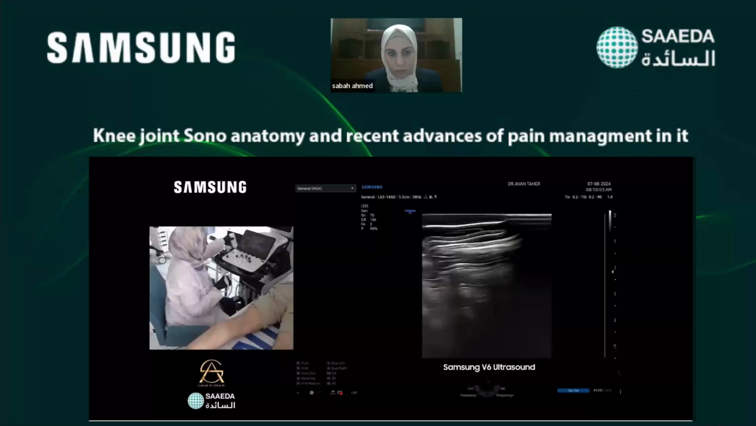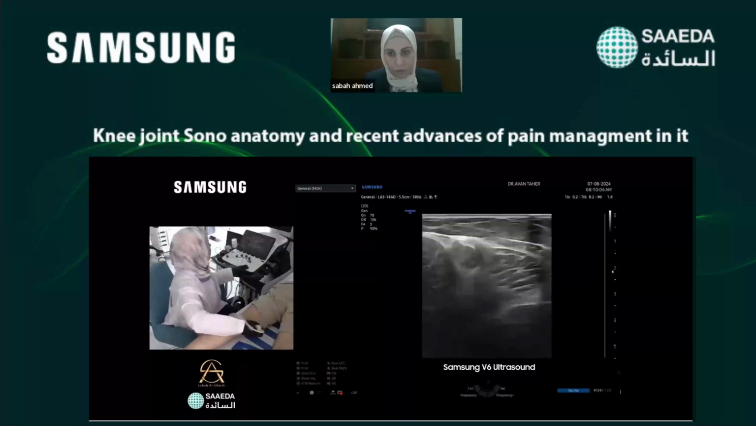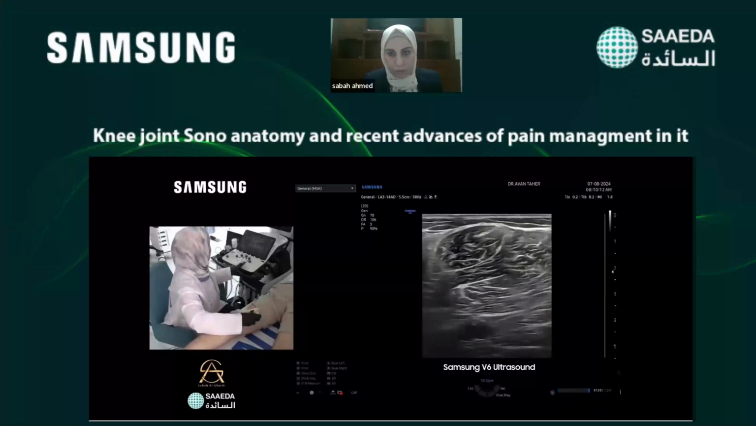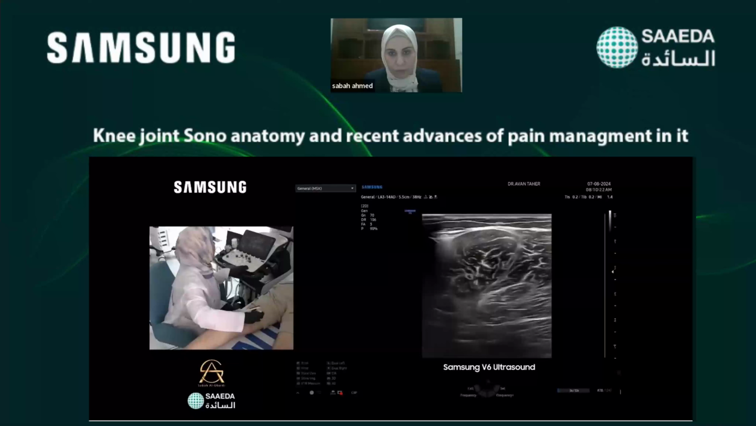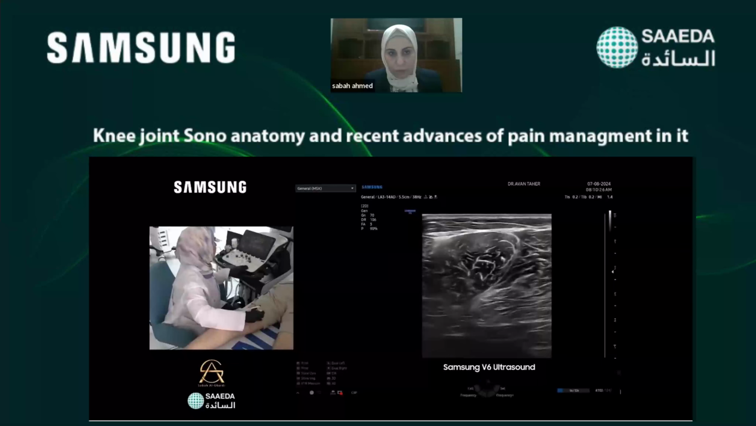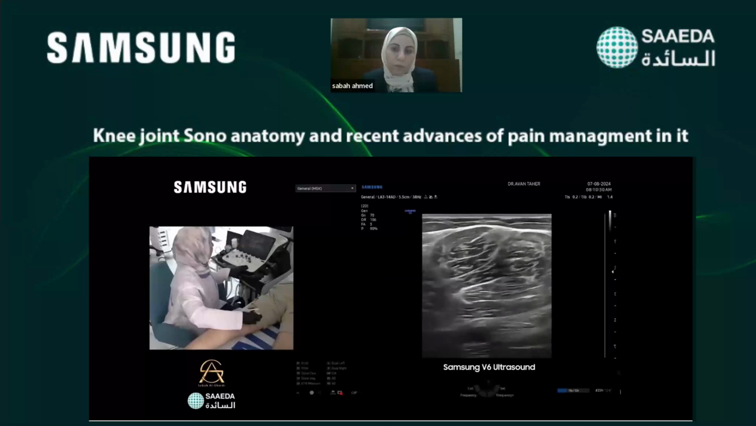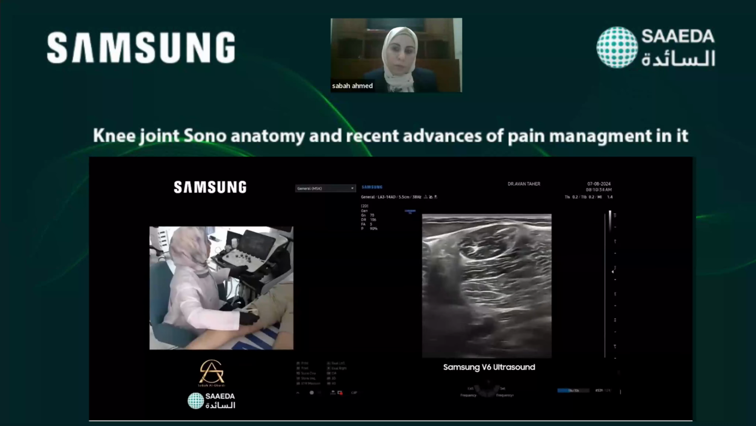Now go to the medial part of the knee joint. What you can see here, the superficial muscle is the semitendinosus, and the deepest muscle is the semimembranosus. If you go above, you see the semitendinosus becomes larger and the semimembranosus becomes smaller, while if you come down, the semitendinosus becomes small and the semimembranosus becomes large.